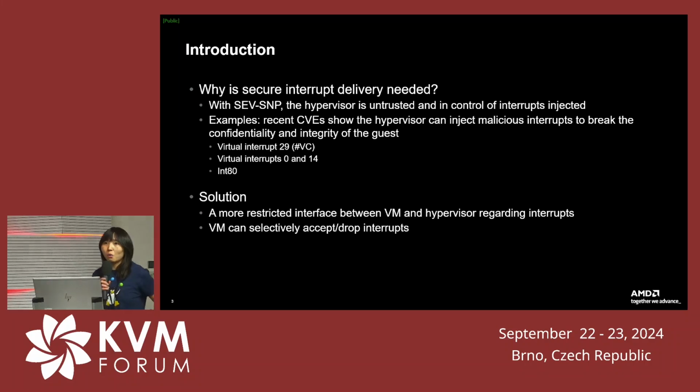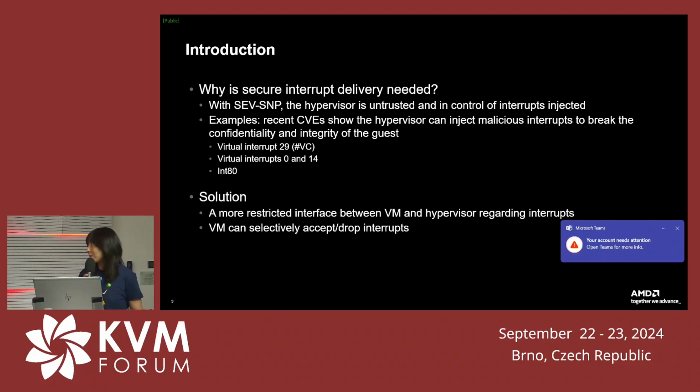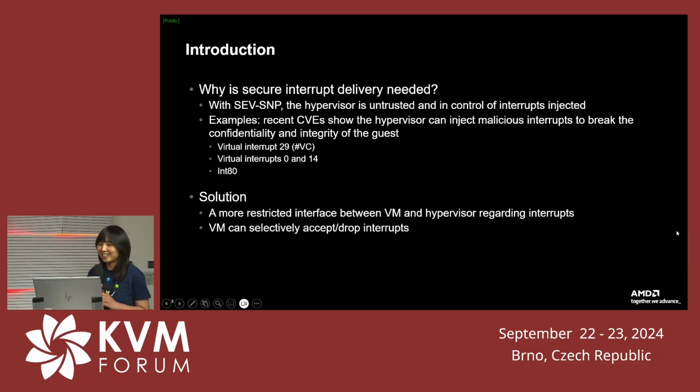So, why is secure interrupt delivery needed? The answer is the hypervisor is untrusted, but it's in control of interrupt injection. The malicious hypervisor can decide when and where to inject the interrupt. Well, if the guest is not ready to handle the interrupt, its execution could be compromised.